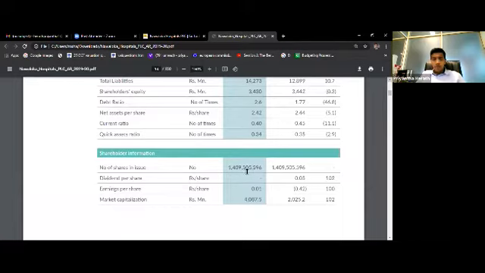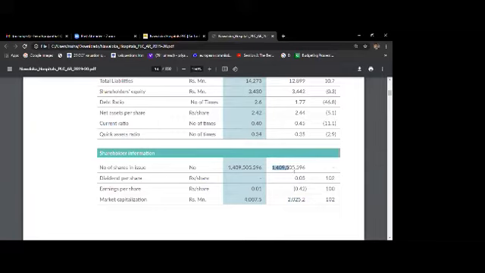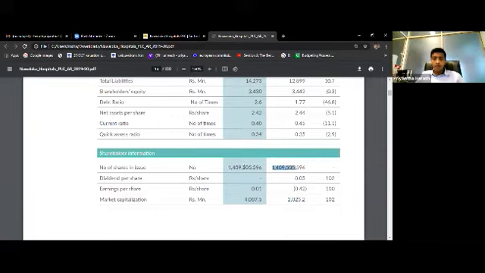The number of shares in issue is 1.4 billion, earnings per share is given, and market capitalization is also given, right? Last year market capitalization was 2 billion, and this year 4 billion. What's the reason? Is there a change in the number of shares? No. Number of shares last year was 1.4 billion and this year also 1.4 billion.